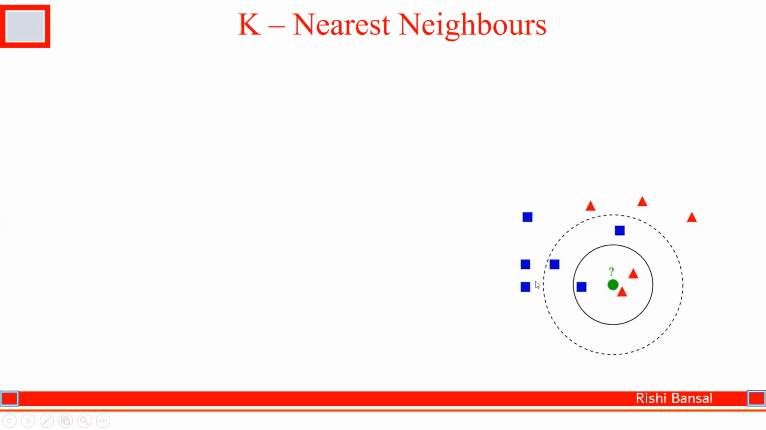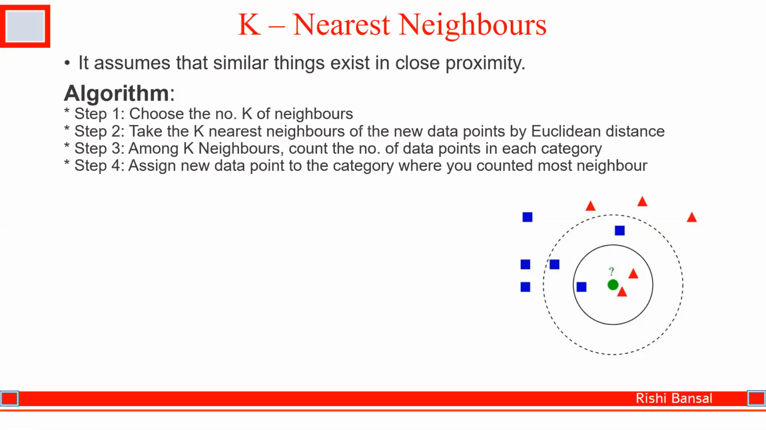Suppose in the first case you take the value of k as 3. Your new reading is shown here in green color, and in close proximity of the green, you will take the first 3 readings. So what are those closest readings? There are two triangles and one square.